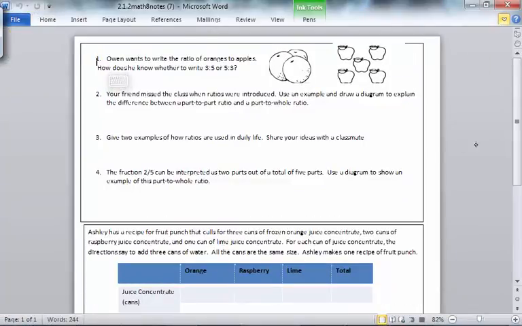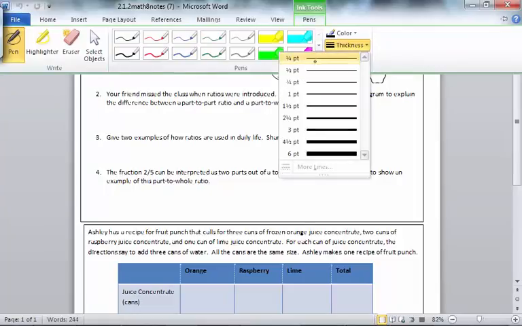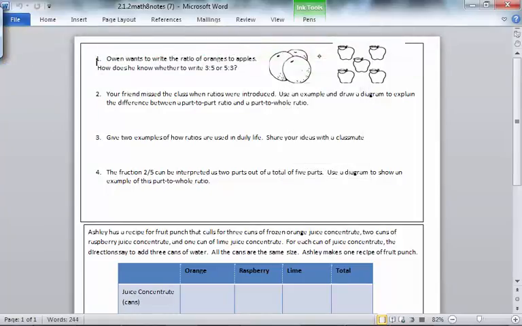So the first one says, we've got some pictures of oranges and apples here. Apologize about all the fruit analogies. But Owen wants to write the ratio of oranges to apples. How does he know whether to write 3 to 5 or 5 to 3? Because we've got 3 oranges, 5 apples.